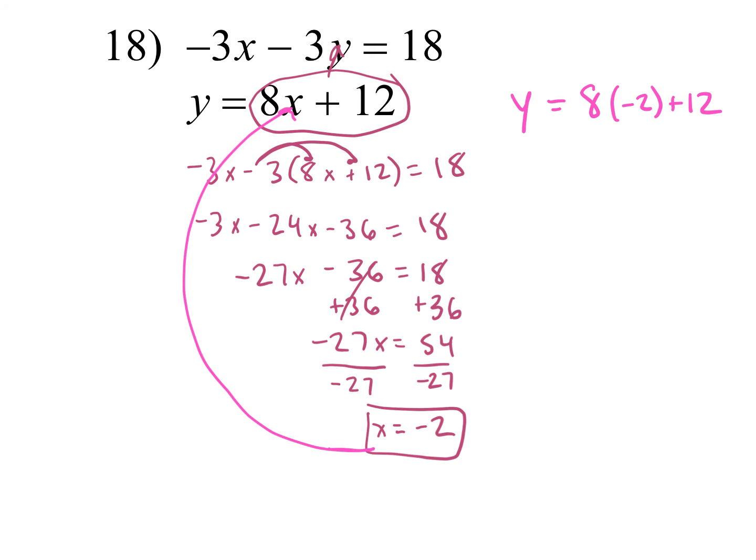What do I do first to solve? Multiply. You get negative 16. And what's negative 16 plus 12? That's negative 4. You write your answer as negative 2, negative 4. Negative 2, negative 4. Do you want to come up here and teach the class? Yeah, why not? Okay. Good job.